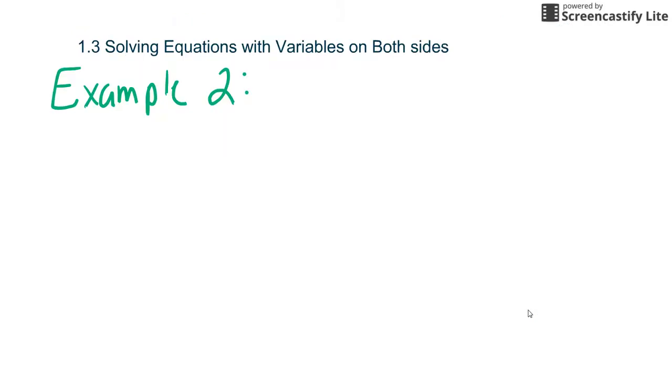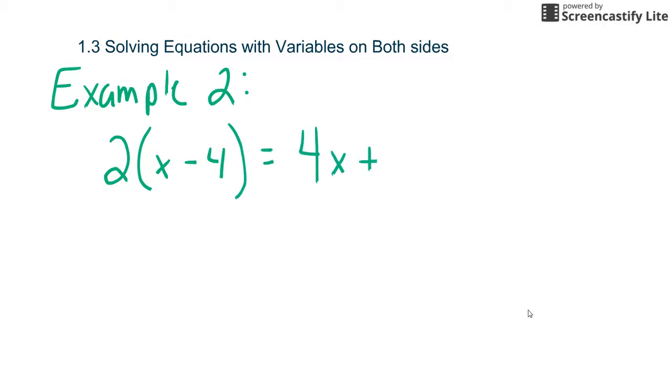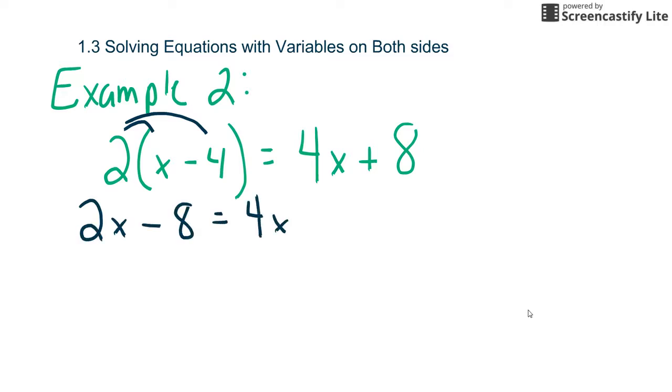Okay, another example where we have variables on both sides. 2x minus 4 equals 4x plus 8. So, again, you're going to check your steps, and now I have some distributive property. So I've got to take care of it. So 2x minus 8 equals 4x plus 8.